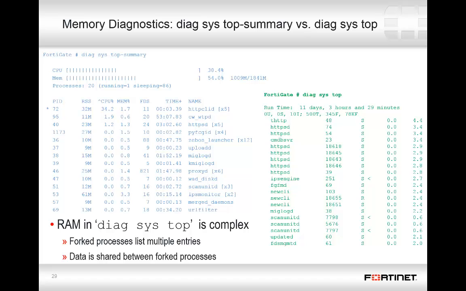Here is a comparative look at the output from diag sys top and diag sys top summary. You can see the output is very different. In the diag sys top output, processes are listed multiple times, but in the diag sys top summary output, they only are listed once. An X appears when a process is forked multiple times.